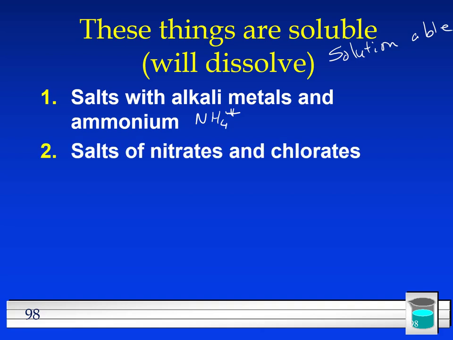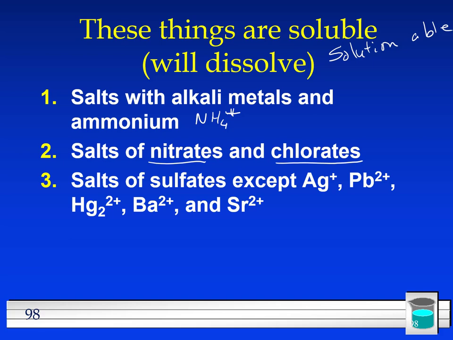So rule number 2. If it's got nitrate or chlorate in it, you can expect it to dissolve in water. And by nitrate, we also mean nitrite. And by chlorate, we mean chlorite, hypochlorite, perchlorate, every version of chlorate. Does that make sense? Okay. So if it's got one of those, you're done. You know it's going to dissolve in water. You're not going to get a precipitate.